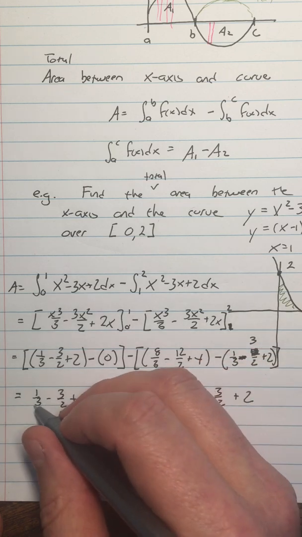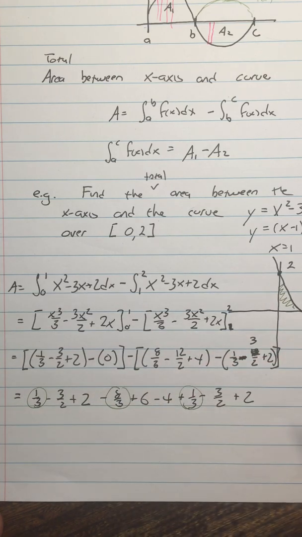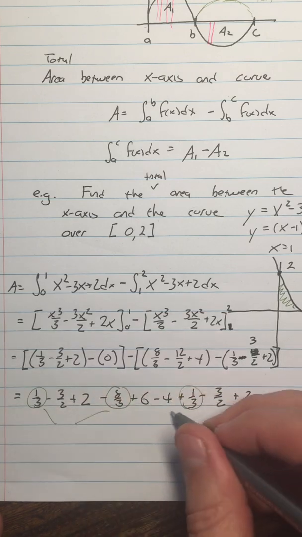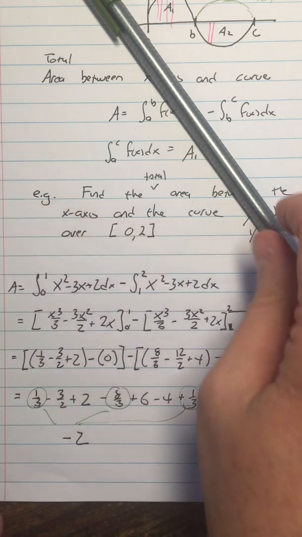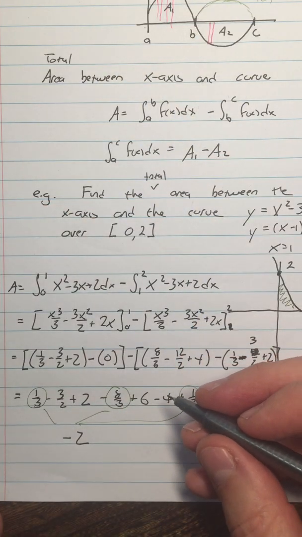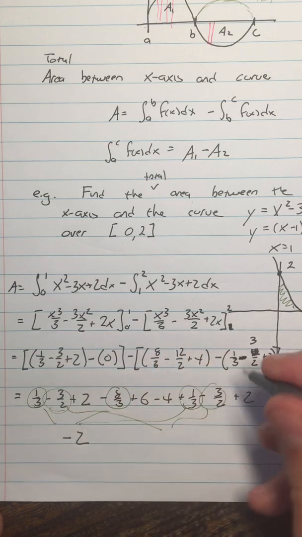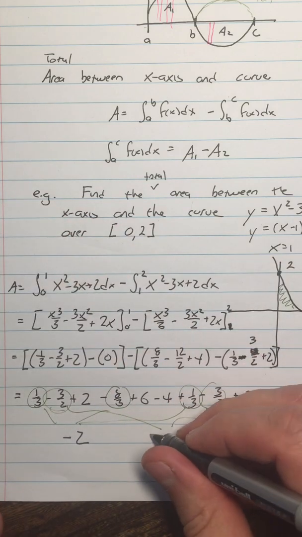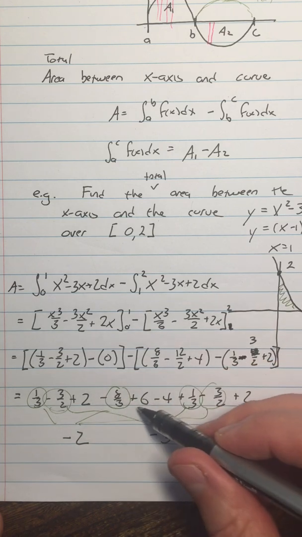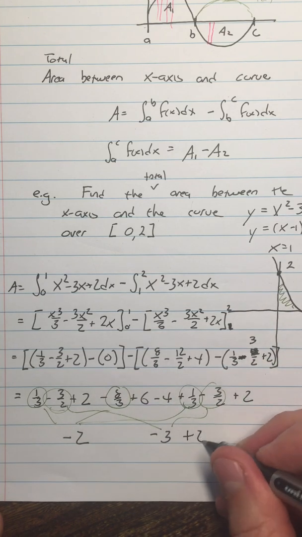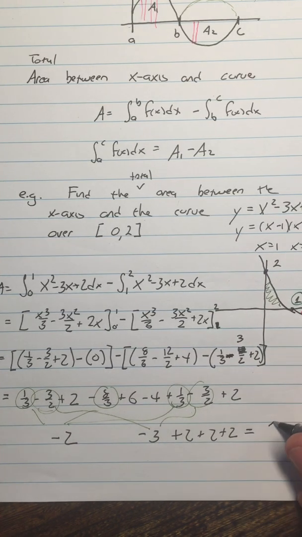Oh, I see. So 1/3 plus 1/3 minus 8/3 would give me negative 6/3, right? So that's -2. I like having my notes here. I can't even understand my own notes. And then I have negative 3/2 minus 3/2. That gives me negative 6/2, which is -3. All right. And then I have plus 2, plus 2, plus 2, and lo and behold, the total area is 1.